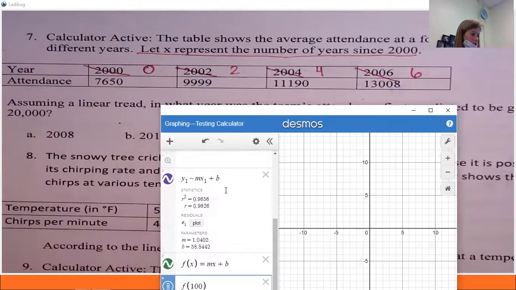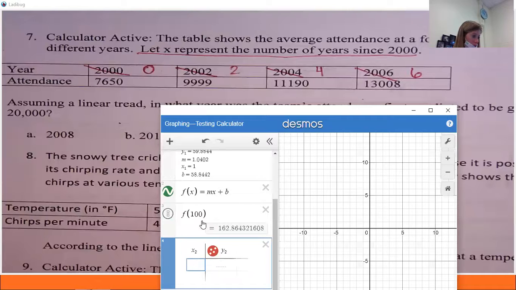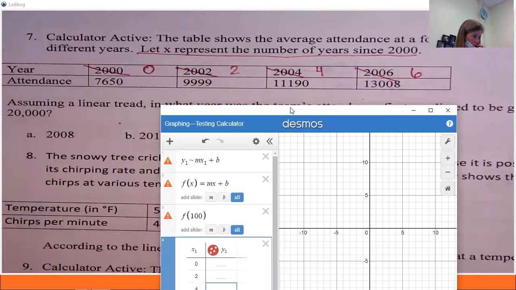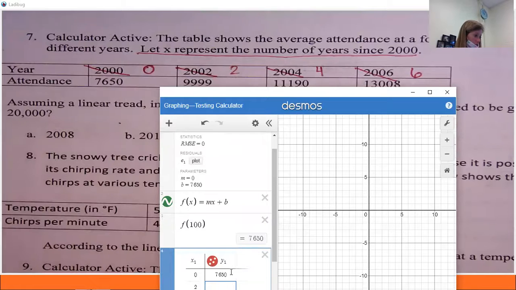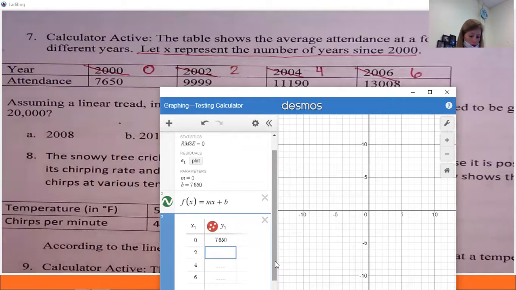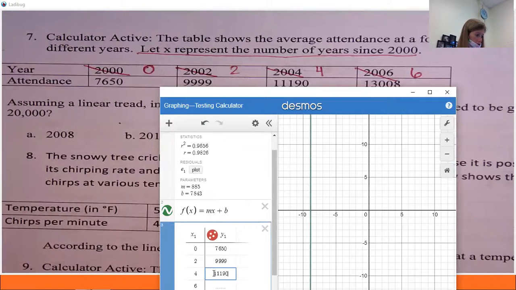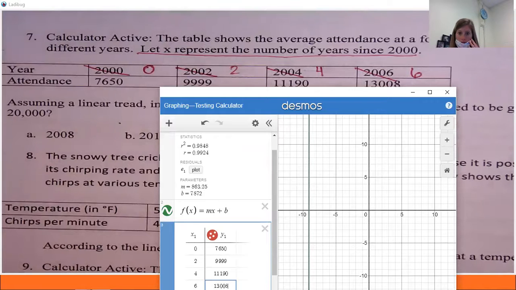It might be easier to just X the table and put in a new table. You do need to make sure it's X1 and Y1. So we're putting in 0, 2, 4, and 6. And then we're putting in 7,650, 9,999, 11,190, and 13,008.